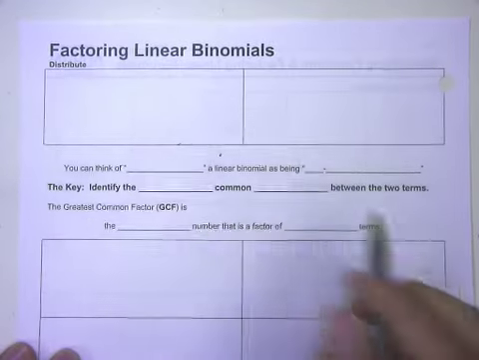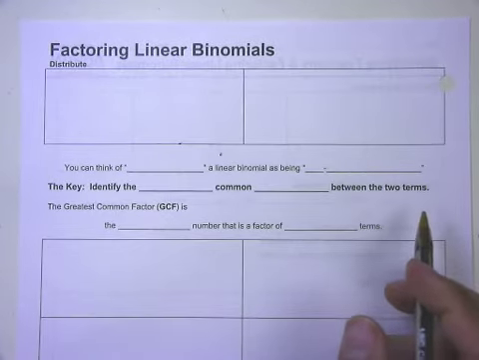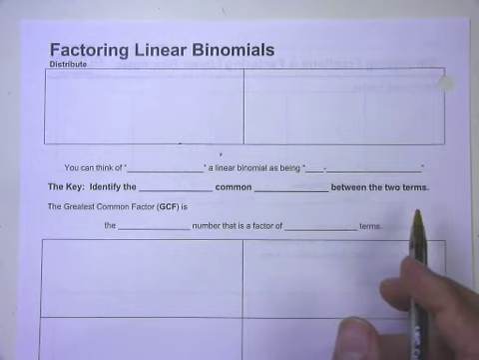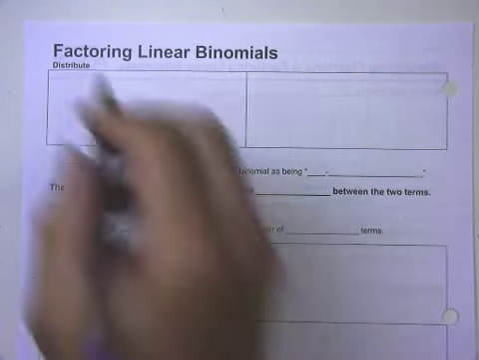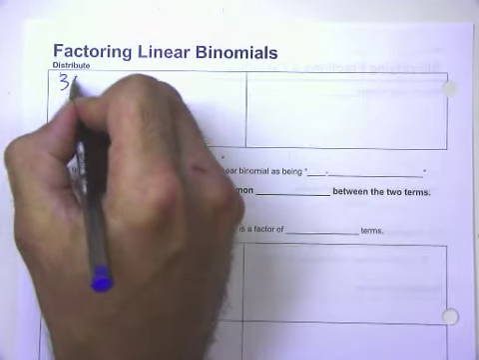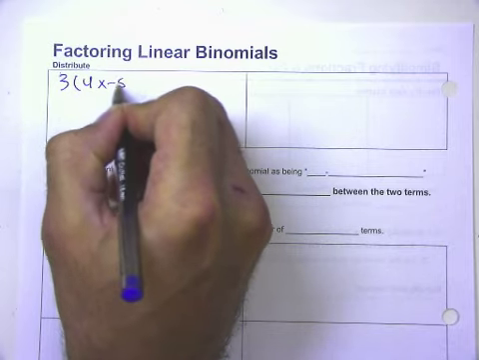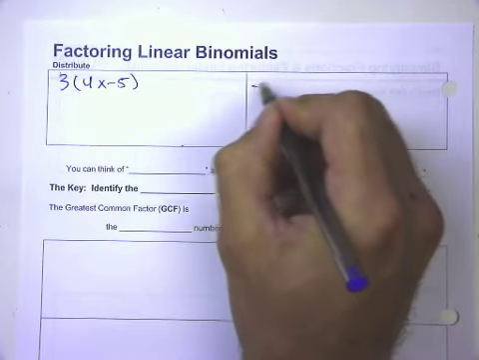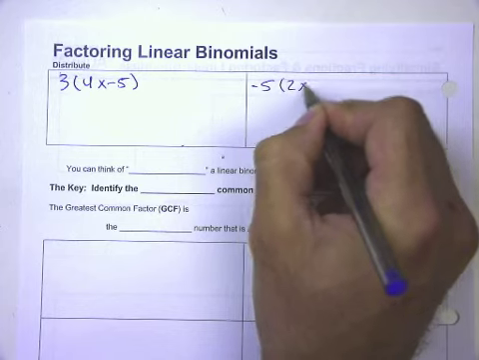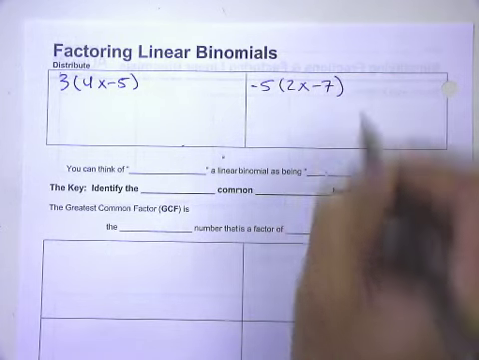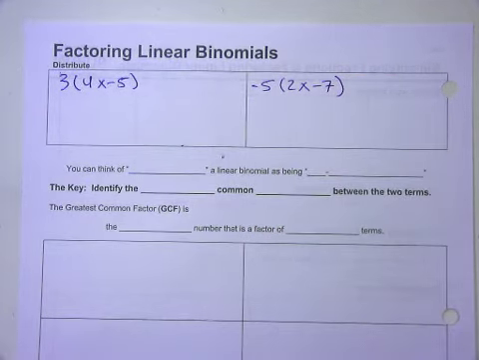All right, let's talk about factoring linear binomials. But before we do that, I'd like you to go ahead and do two quick distributions for me. Do me a favor and simplify 3 times 4x minus 5 and negative 5 times 2x minus 7. Do those and then come back to the video, so pause.